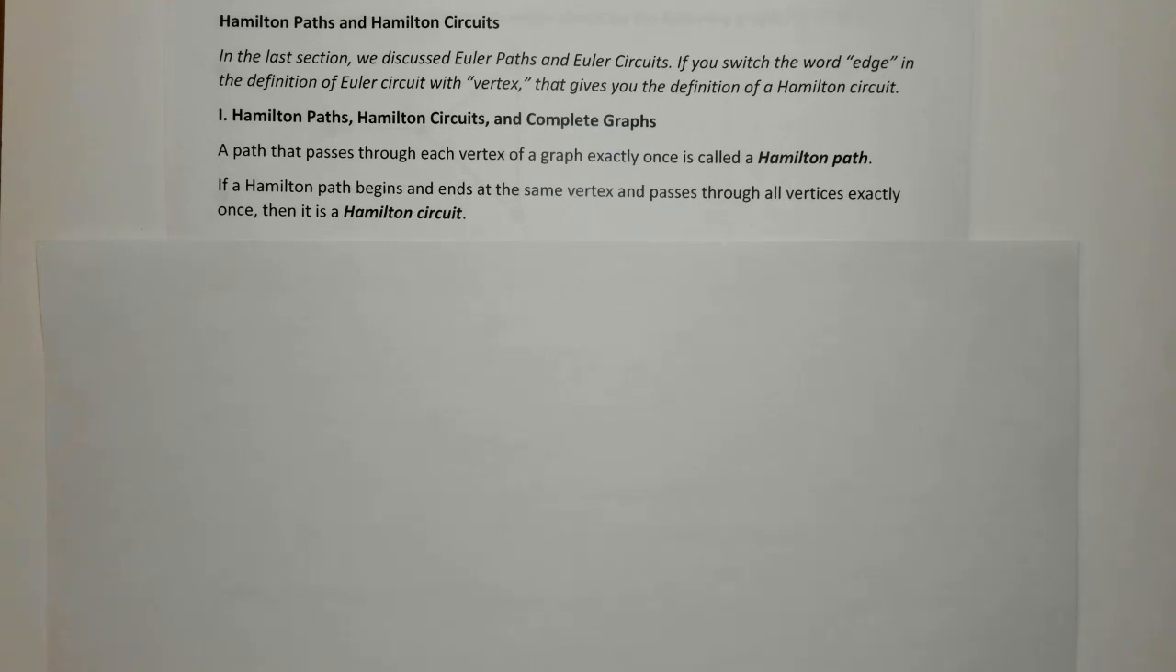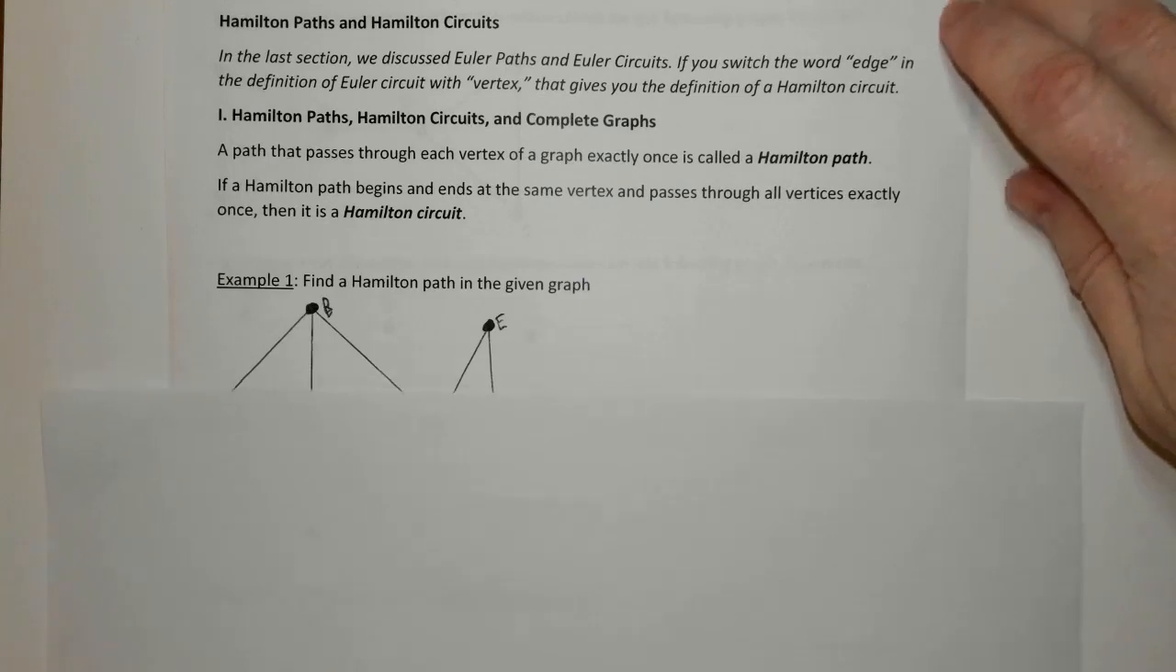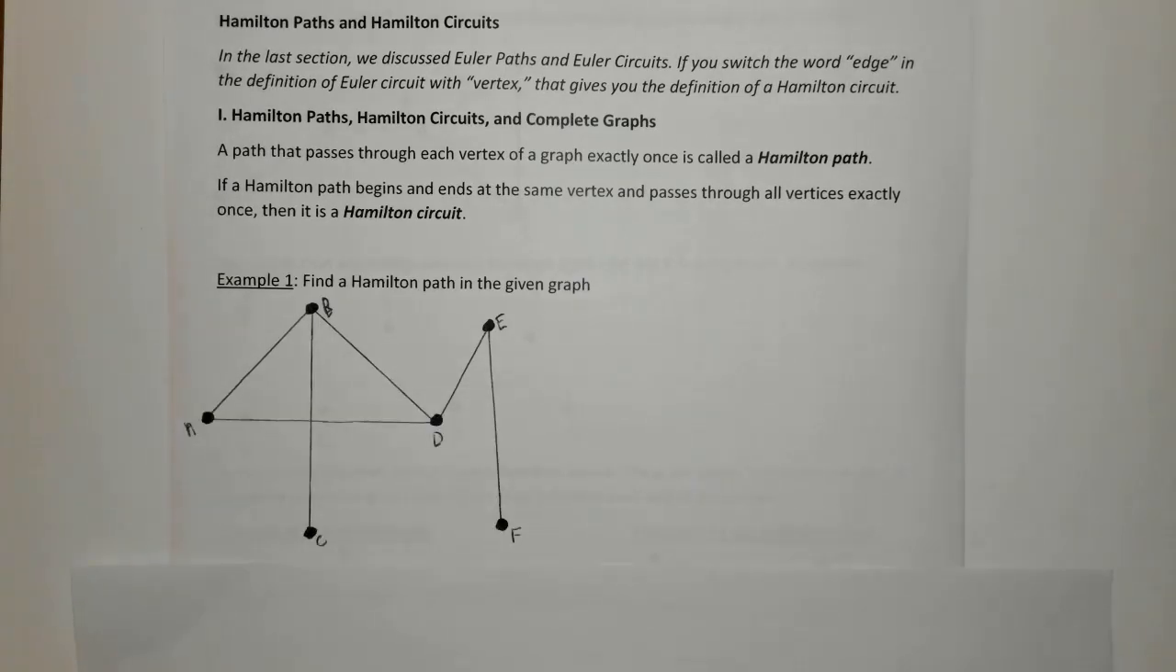So what we're going to do is, for the first few examples, we're just going to work through these examples trying to find Hamilton paths and Hamilton circuits. Unfortunately, there is no analog or equivalent to Euler's theorem that we can use for Hamilton paths and Hamilton circuits. Okay. So I've got some examples we're going to look at.